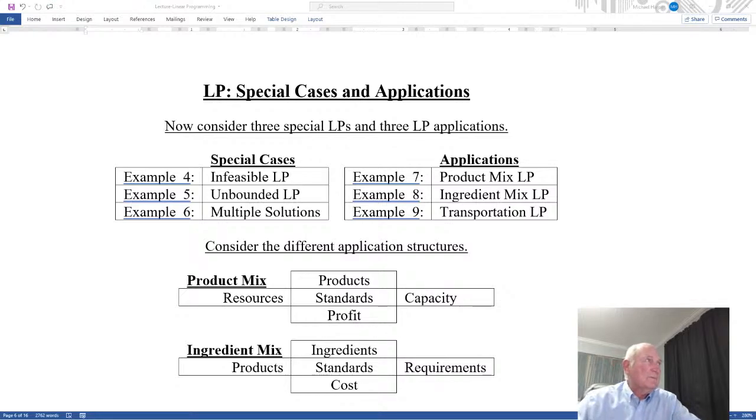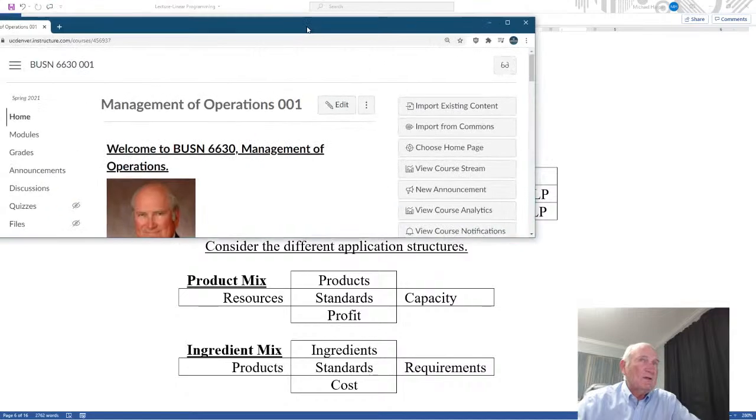There we go. I was clicking too fast before. Okay, let me bring Canvas back up. 6630. Here we go.